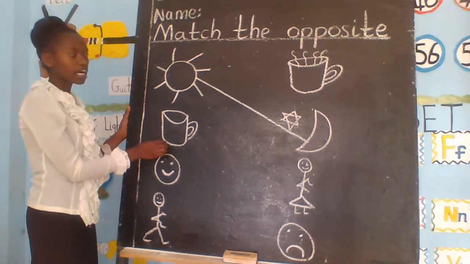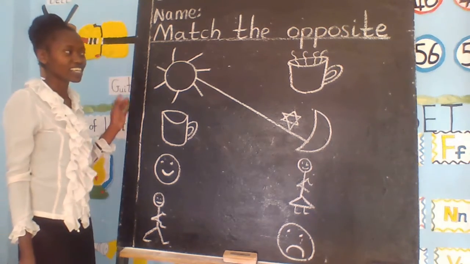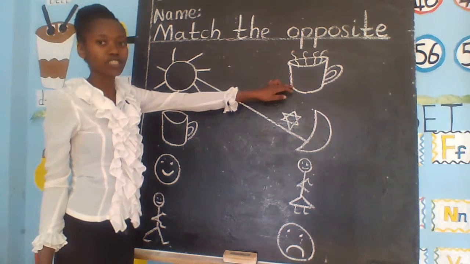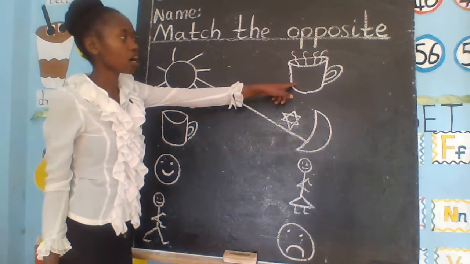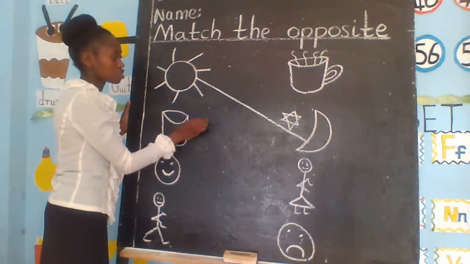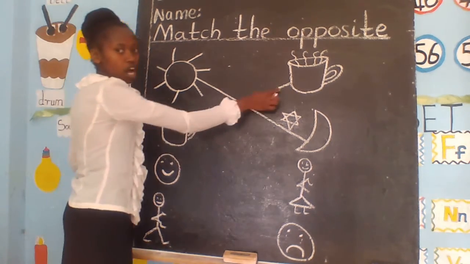This one, cold. What is the opposite of cold? Hot. So you are going to match cold with hot. The opposite of cold is hot.